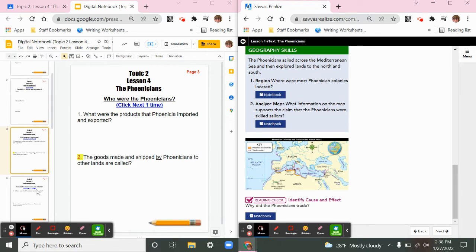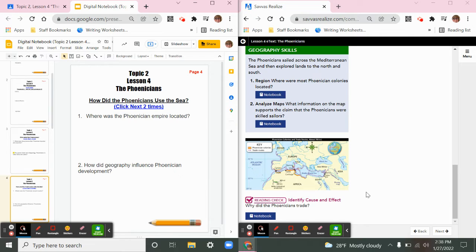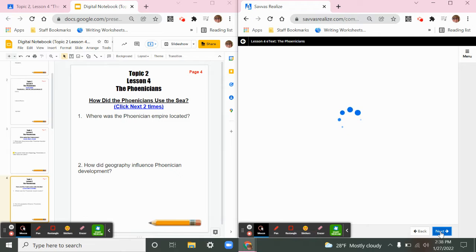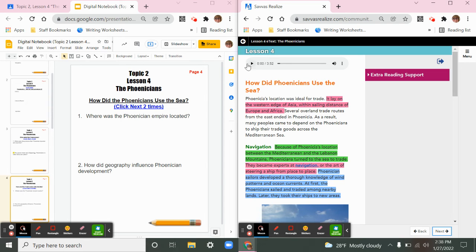So moving on to slide number 4, you're going to click next one more time. So 2 clicks total. Okay, let's get started. How did Phoenicians use the sea? Phoenicia's location was ideal for trade. It lay on the western edge of Asia, within sailing distance of Europe and Africa. Several overland trade routes from the east ended in Phoenicia. As a result, many peoples came to depend on the Phoenicians to ship their trade goods across the Mediterranean Sea.